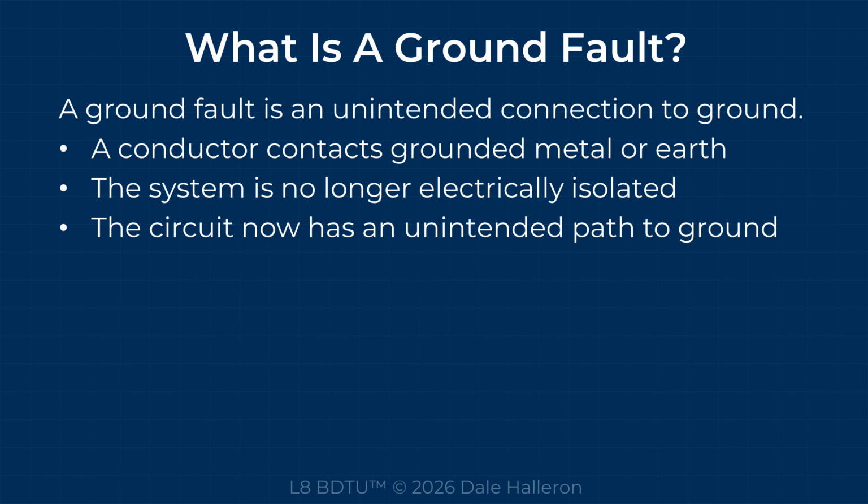What is a ground fault? A ground fault is an unintended connection to ground. A conductor contacts grounded metal or earth. The system is no longer electrically isolated. The circuit now has an unintended path to ground.